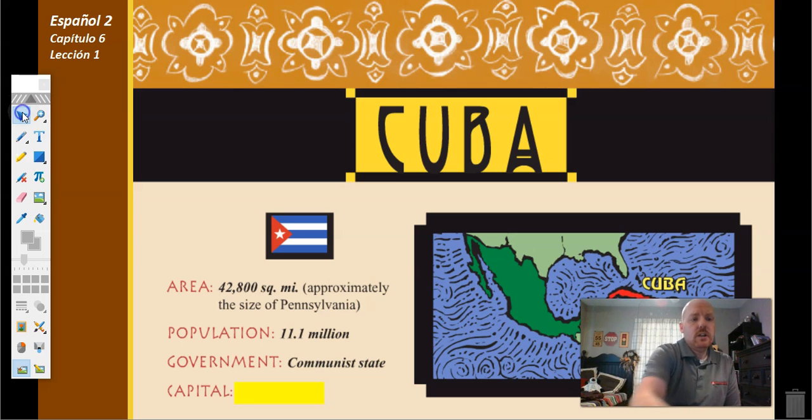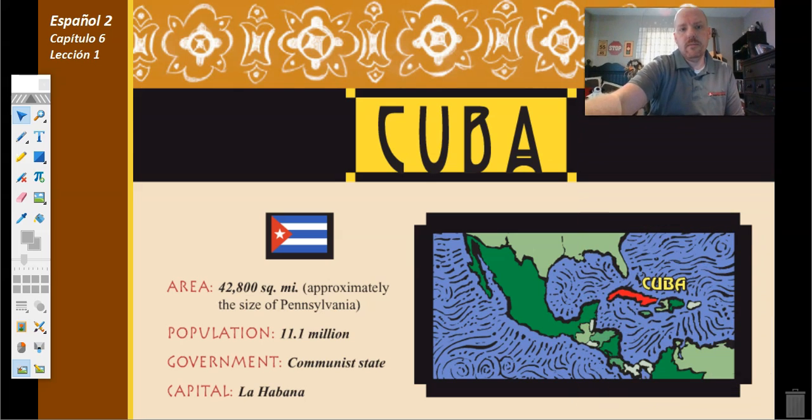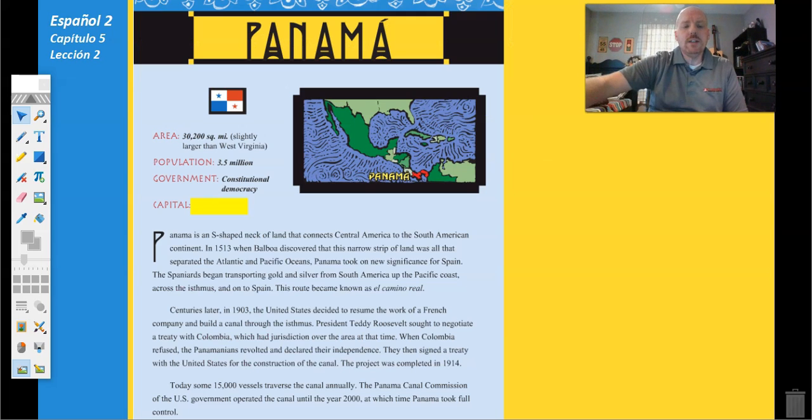And then we've been going through our countries and capitals. Remember, for each of these, you want to be able to locate the country on the map, as well as knowing the flag, la bandera, and the capital of the country. Clase, ¿cuál es la capital de Cuba? Es La Habana. ¿Cuál es la capital de Panamá? Es Panamá.